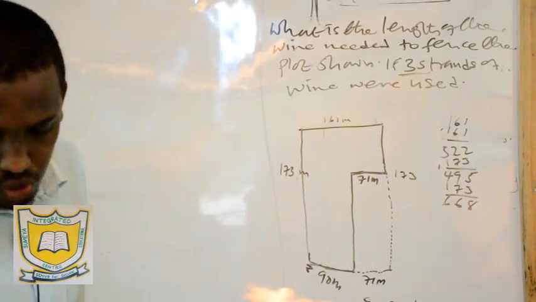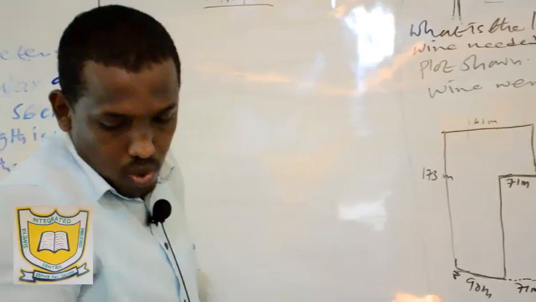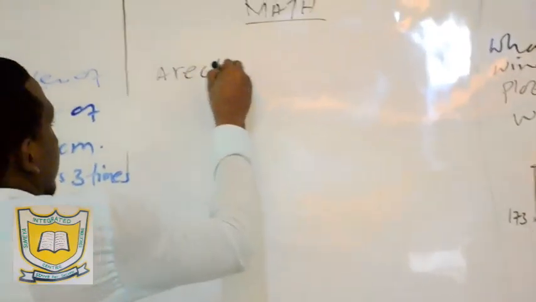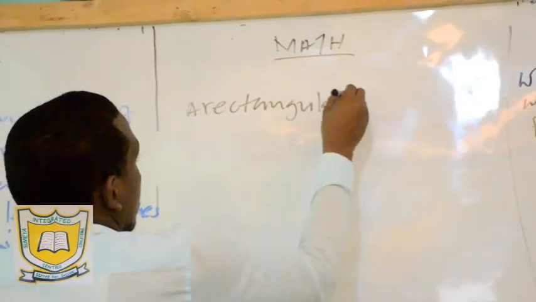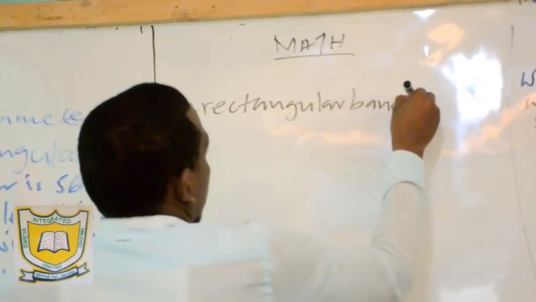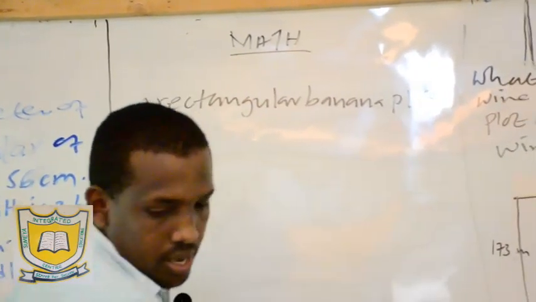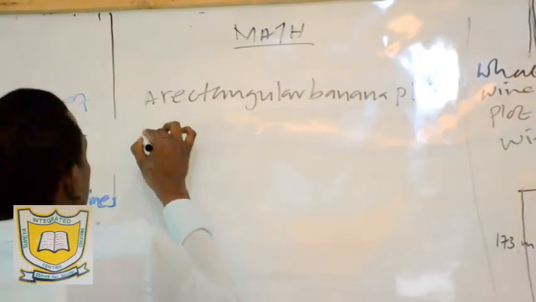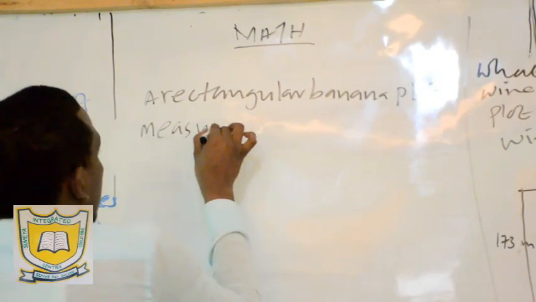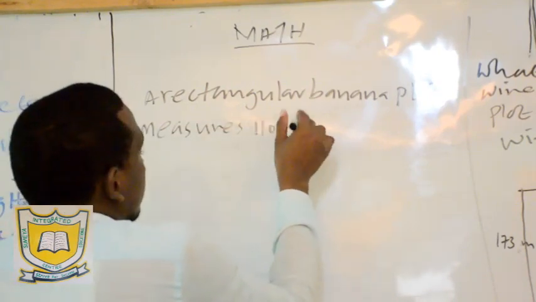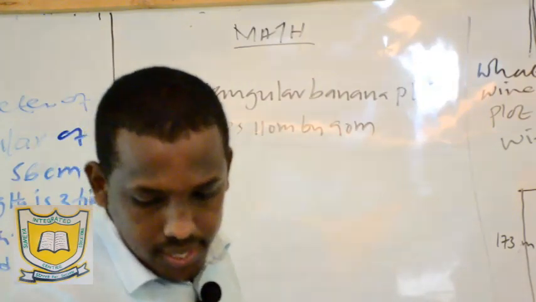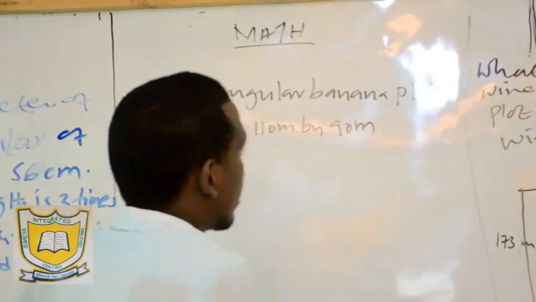Also, there's another question here. They say a rectangular banana plot measures 110 meters by 90 meters. The gate to the garden is 2 meters wide.